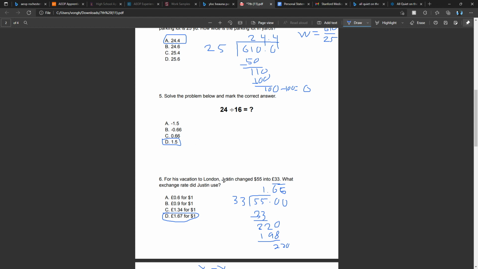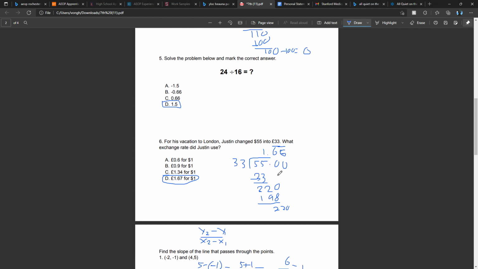For his vacation to London, Justin changed $55 into 33 euros. What is the exchange rate Justin uses? So we're trying to get the ratio of 1 USD to how many euros. In order to do that, we would divide the euros. We would divide 55 by, I'm sorry, 33 by 55. That's how we would solve it.